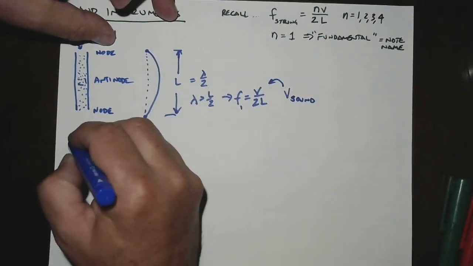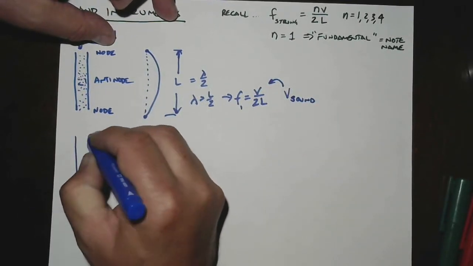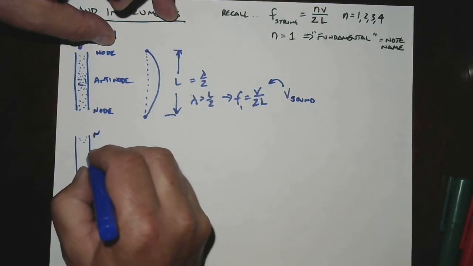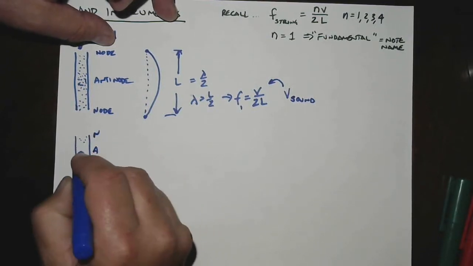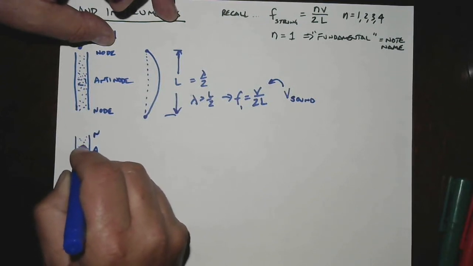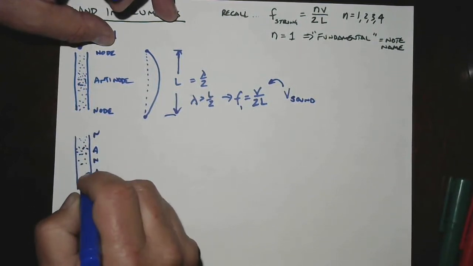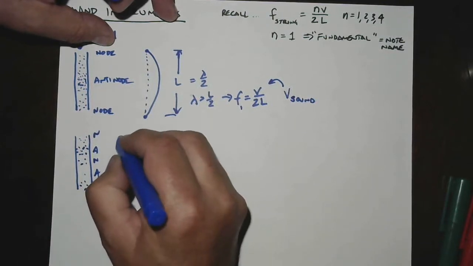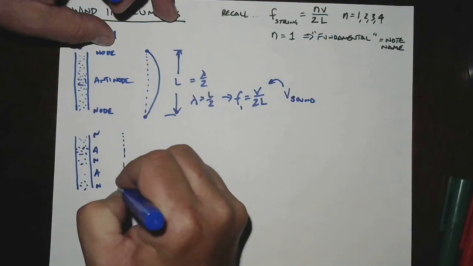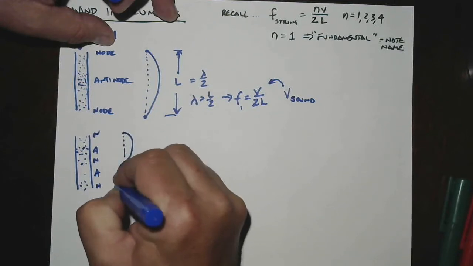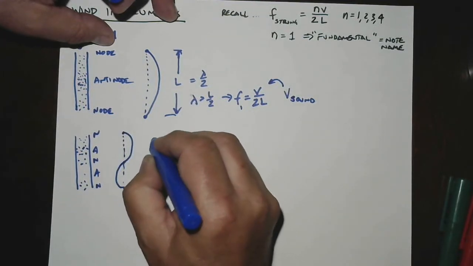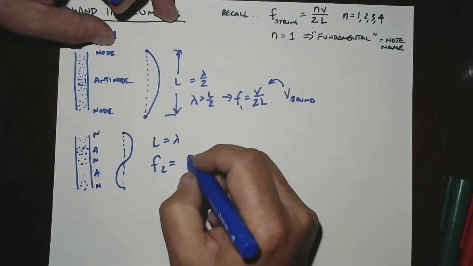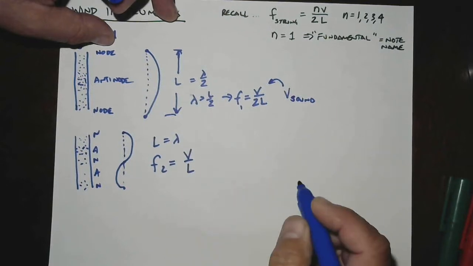So what's the next most complicated thing you can do? Well, here's my tube. I have to have a node at each end. And now, instead of having one antinode in the middle, I'm going to have two antinodes. Our first antinode is going to be a high density area, then a node, and then a low density area, and then a node right here. So this would have a graph of pressure or density that would do one of these. And I think we can see that that means that L equals lambda, and f2, if you do the math, is going to wind up being v over L.